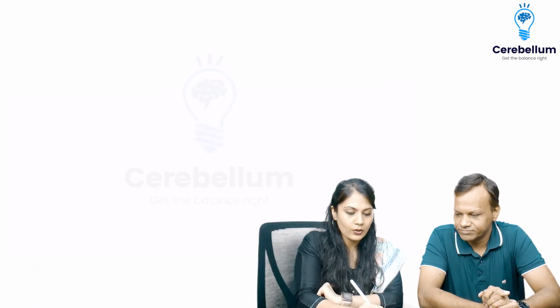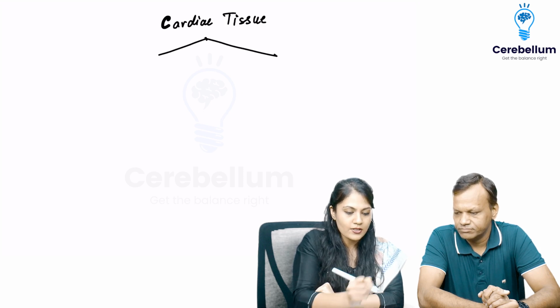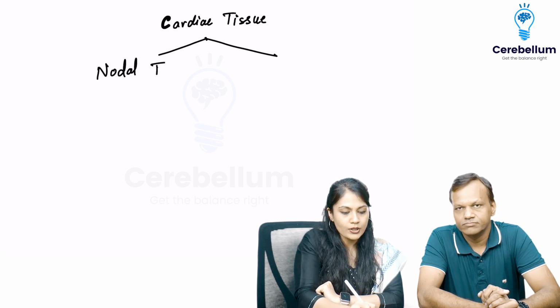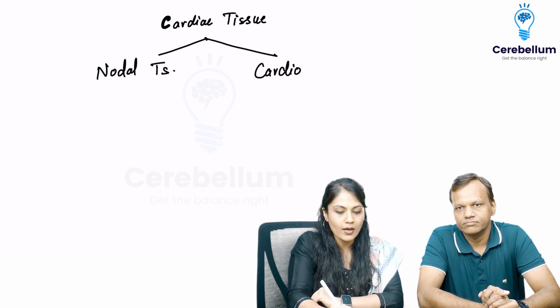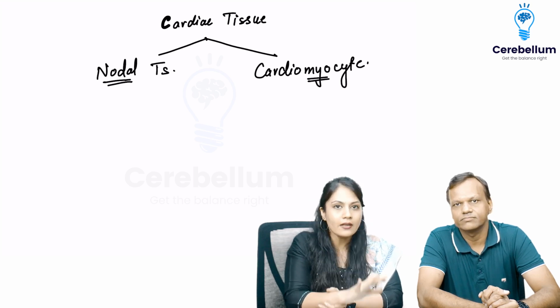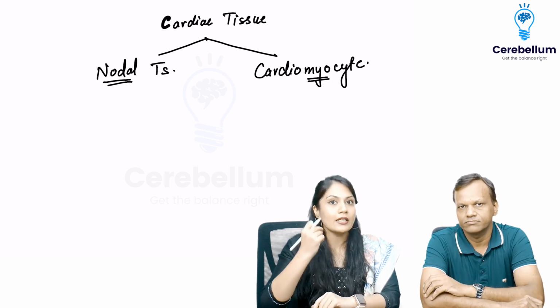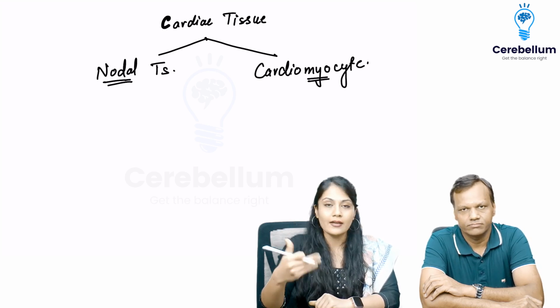If we talk about cardiac tissue, there are two types of tissue, isn't it? The first is the modified cardiac tissue, which we usually call nodal tissue, and then the cardiac muscle, which we can call cardiomyocyte. Myo means muscle, right? Nodal tissues are modified cardiac muscle, but a little different. They don't have much actin and myosin, but they do have gap junctions so that they can quickly transport ions and electrolytes, and carry forward and conduct the impulses.